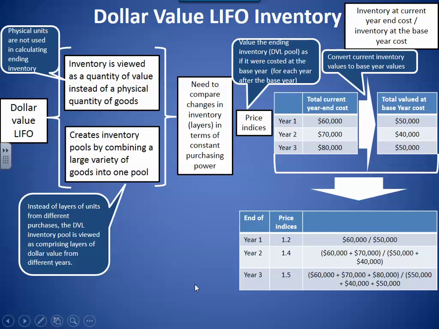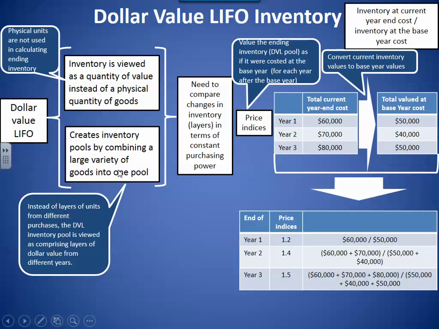Now, as I had mentioned, we don't use physical units in calculating ending inventory at all. We view inventory as a quantity of value, in other words, the total inventory value, instead of a physical quantity of goods. And under dollar value LIFO, as I mentioned, we create inventory pools by combining a large variety of goods which are similar into one pool. We can even have multiple pools.